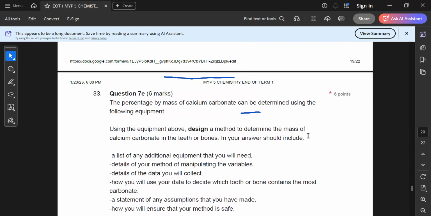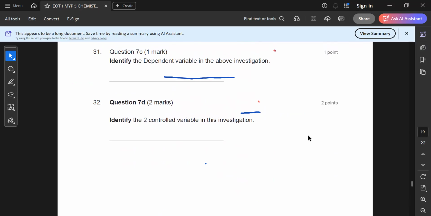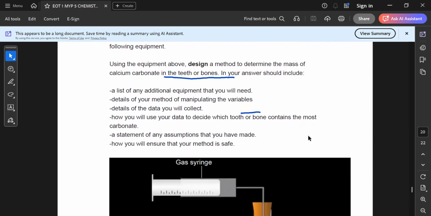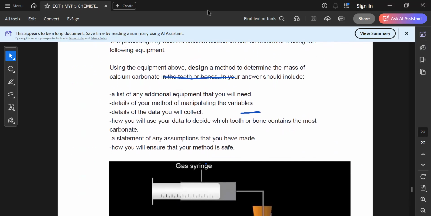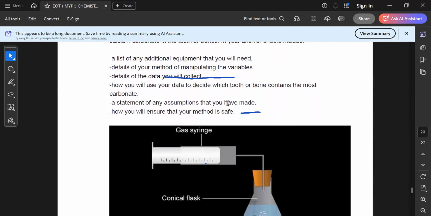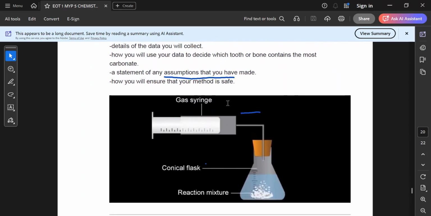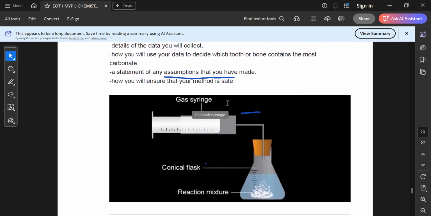Of course, I began from the middle, but it begins all the way from up for you to understand the question. Then they talked about providing details of your method of manipulating the variables. Talk about how the variables will be manipulated. Here, you pick out the independent variable and you mention it. The independent variable was basically the mass of calcium carbonate, and we said you must be using 5 different values.